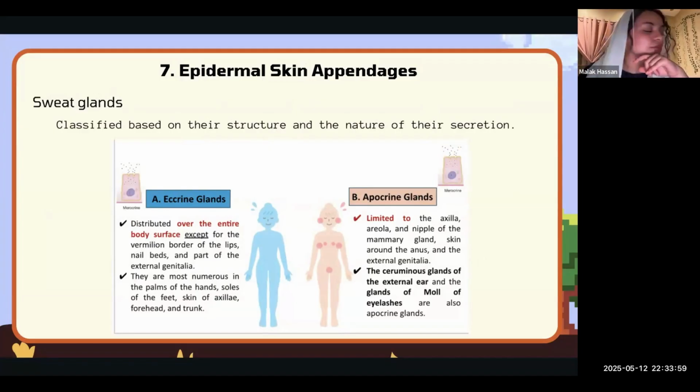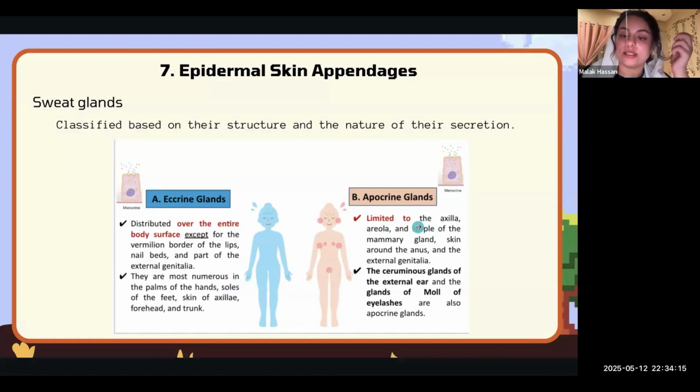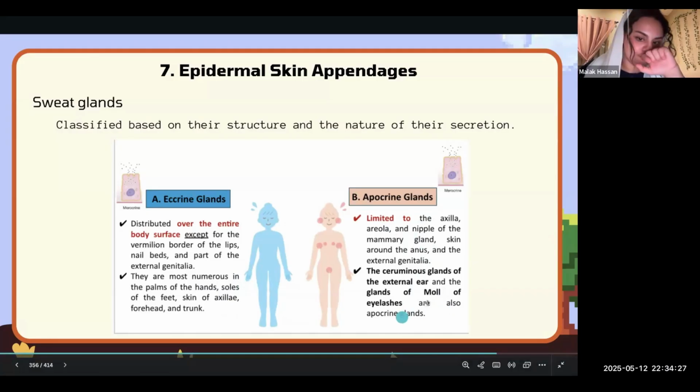Eccrine glands are distributed over the entire body surface except for the border of the lips, the nail bed, and the external genitalia. And they are mostly numerous in the palms of the hands, the soles of the feet, and the skin of the axilla, and the forehead and the trunk. As for the apocrine glands, they are limited to the axilla, and the areola, the nipple of the mammary gland, etc. And the ceruminous glands of the ear are also called apocrine glands, okay?